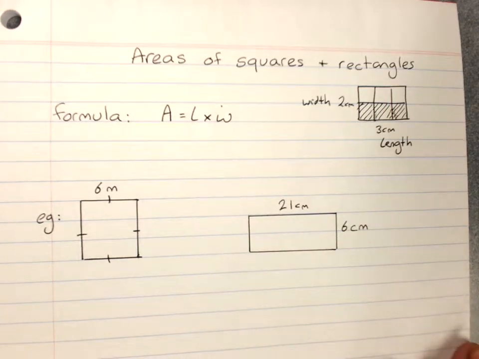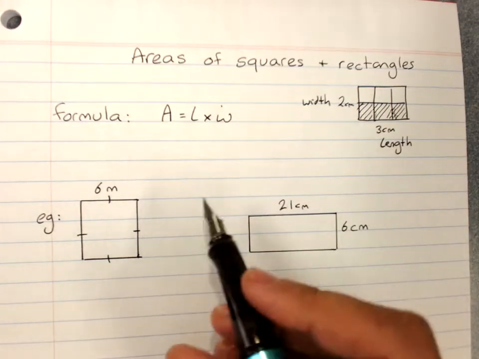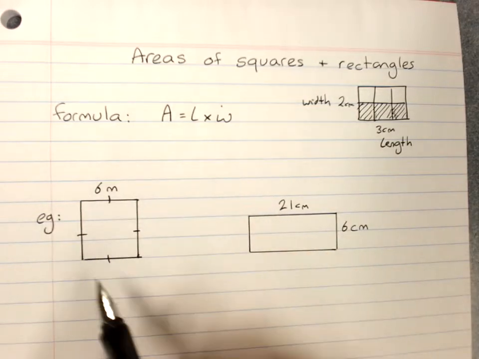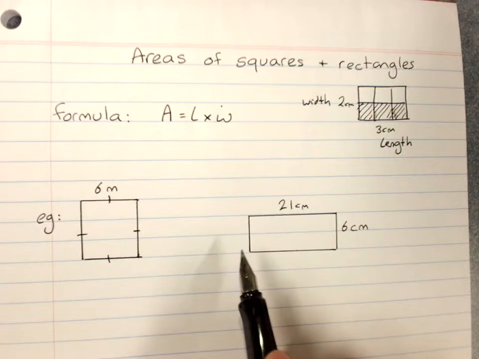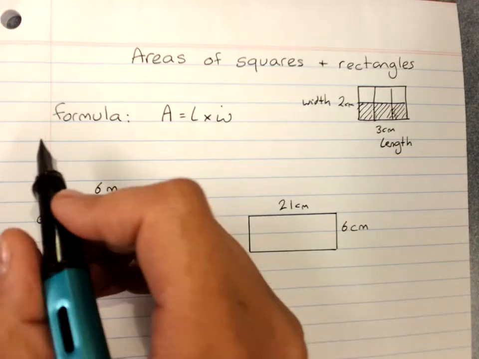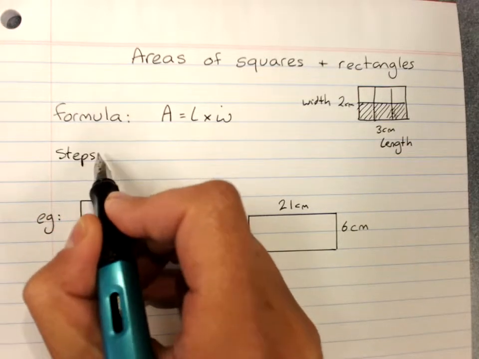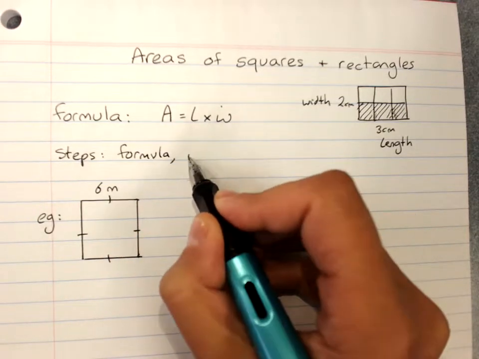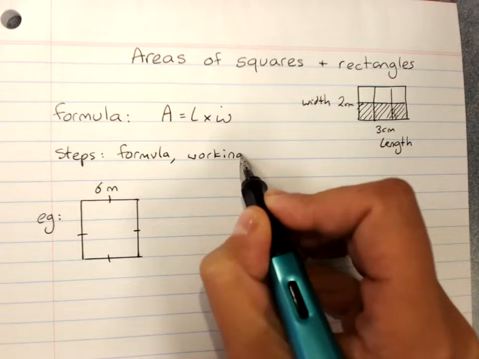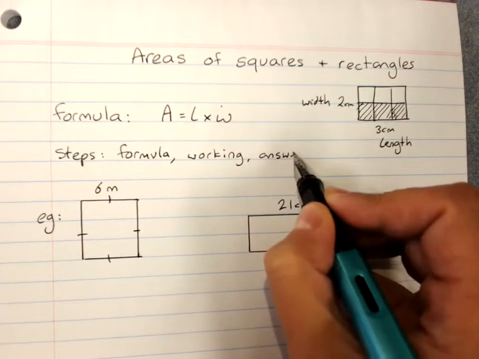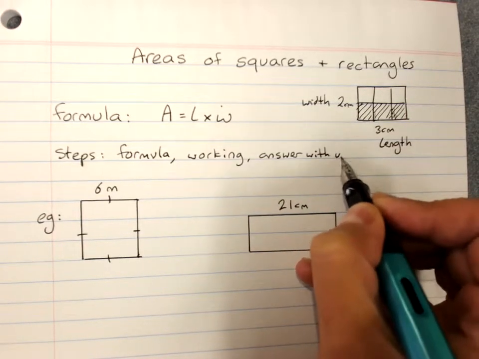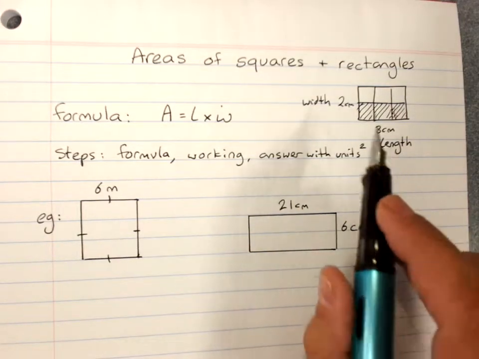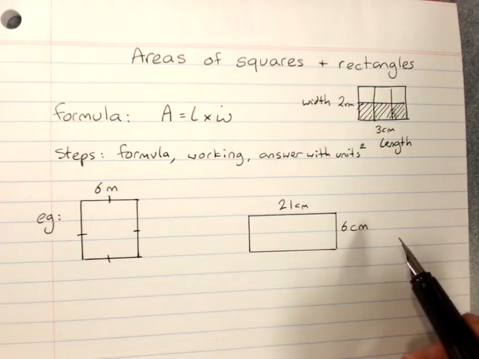When we're calculating the formula of any shape, we write the formula, we substitute in the values from the shape, and we get the answer. So the steps are formula, working, and answer with units. And because we're doing area, it's units squared, because we're counting the number of squares that fit into a shape.